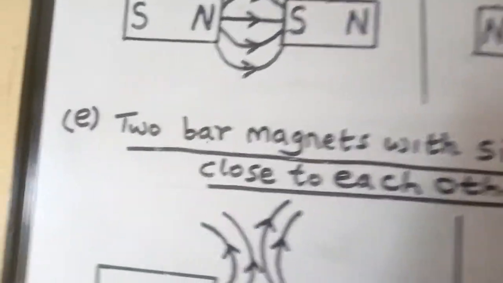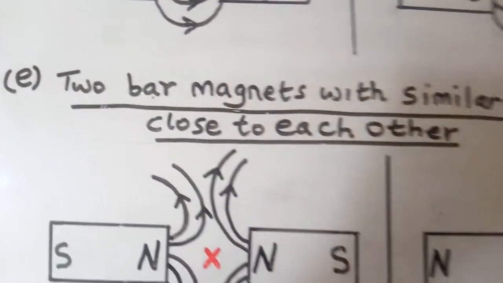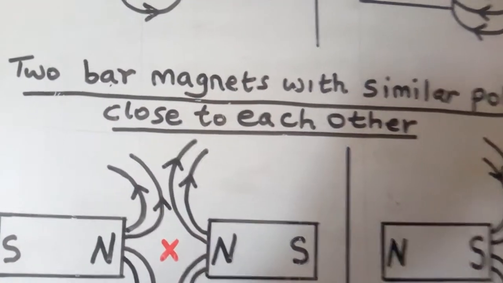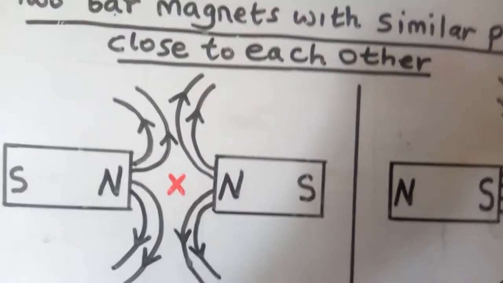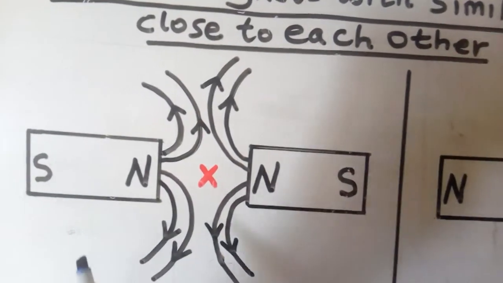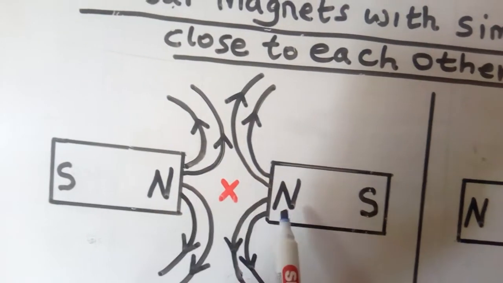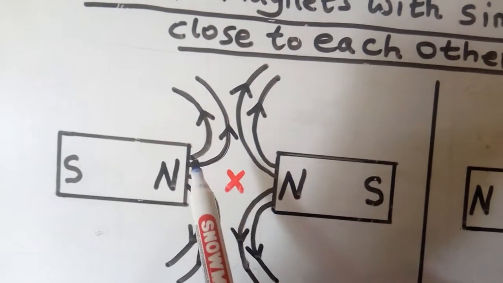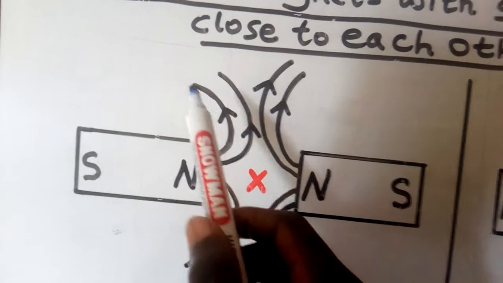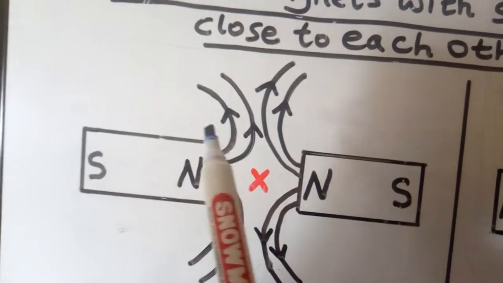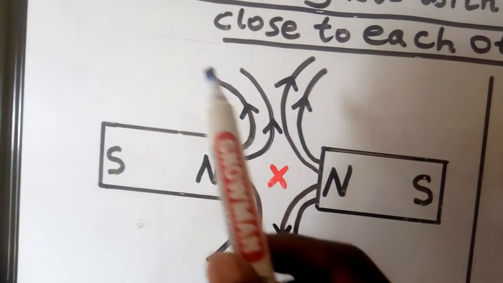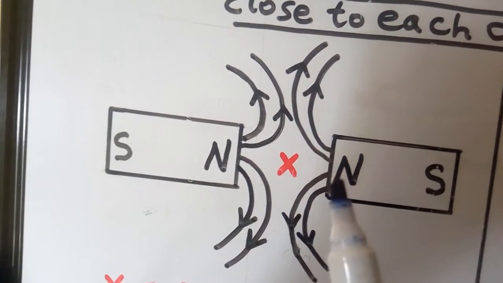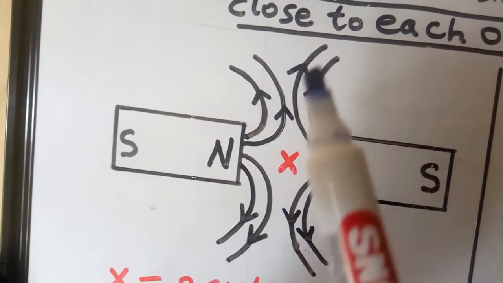another, that is part E, two bar magnets with similar poles close to each other. Similar means the poles are the same, or they are like. So like means north near north. So what happens? They repel. How do you show that they repel? You see these arrows move from north and they go towards what? The south. All of them, these ones are moving from north, they are going to the south. These ones are also moving from north, going to the south. The same story here, from north to the south.